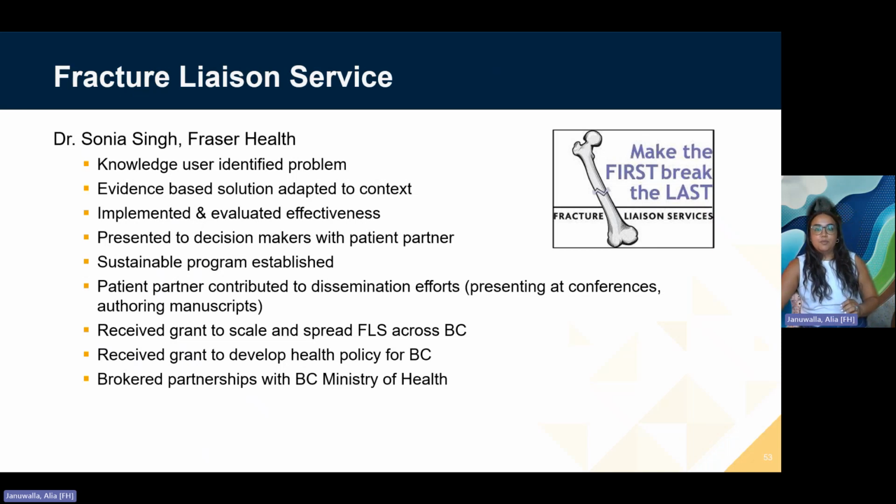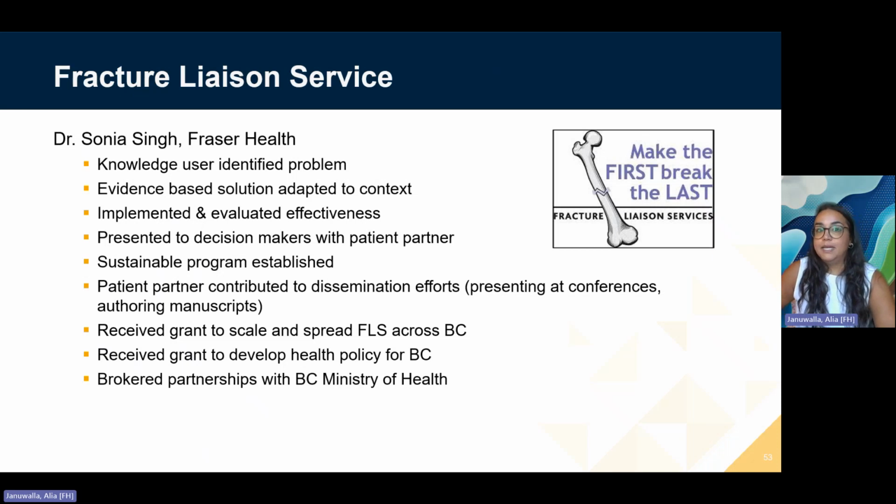Another example of this project is the Fracture Liaison Service. This is led by Dr. Sonia Singh at Fraser Health, who identified that there was an osteoporosis care gap. Dr. Singh knew that there was an evidence-based model called the Fracture Liaison Service that was recognized as an effective model to address an osteoporosis care gap. And Dr. Singh used implementation science methods to assess context, adapt the Fracture Liaison Service, implement it, and evaluate its effectiveness.